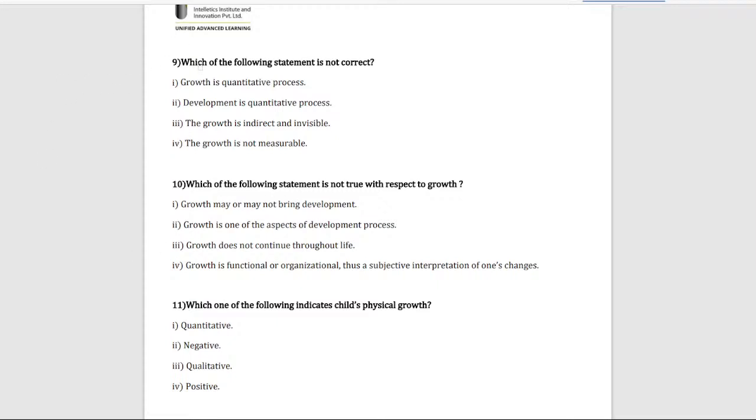And the correct answer for this is that growth is a quantitative process is not correct, because it's not just quantitative, it's also a qualitative process.